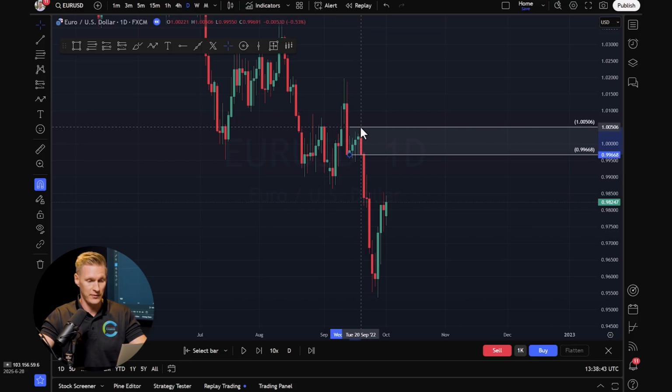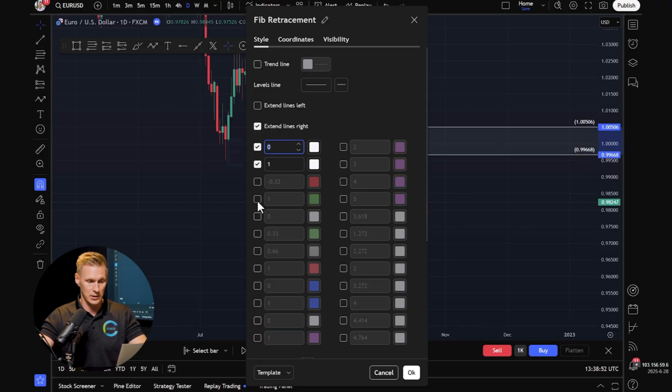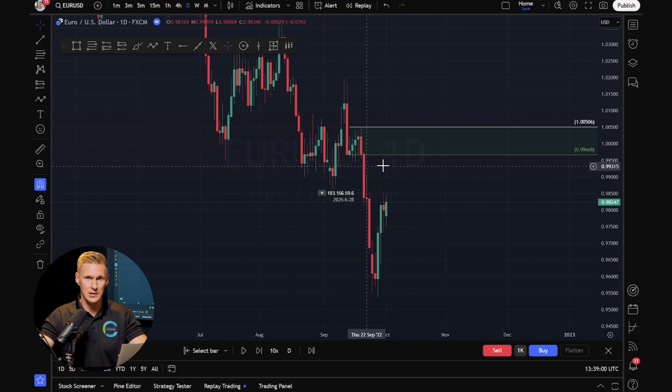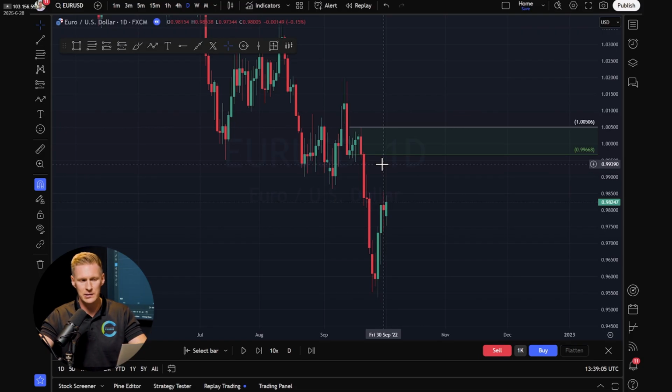And now we have our proximal line and our distal line. Our proximal line is always our entry here. I will change the colors here. Now, that's our entry. We will talk also about the three entry opportunities a little bit later. But let me continue with the stop loss.